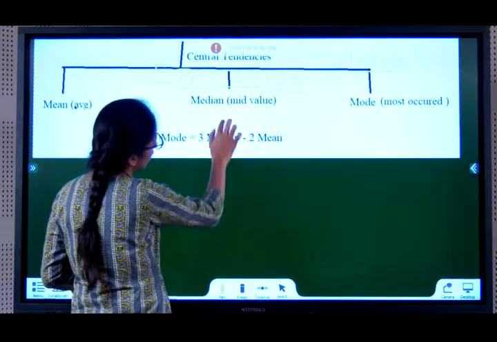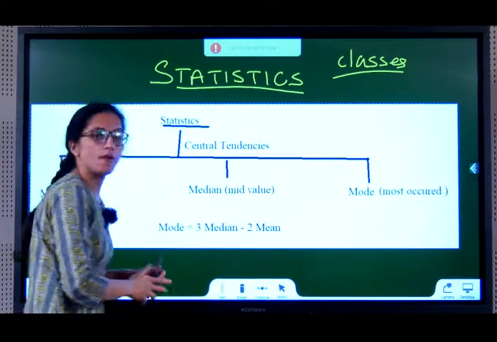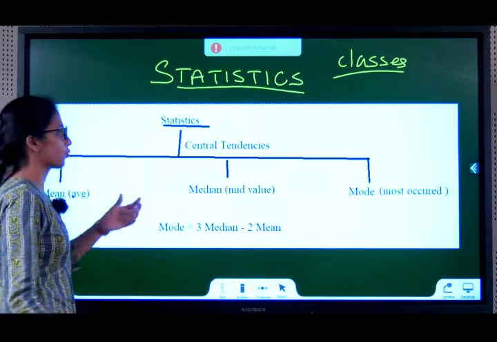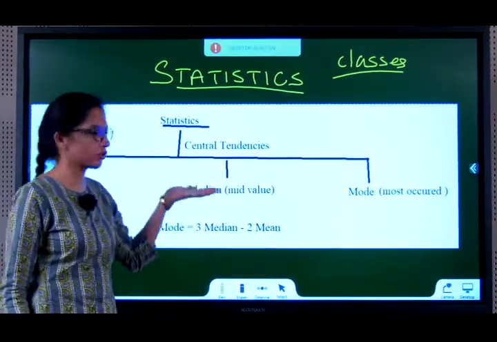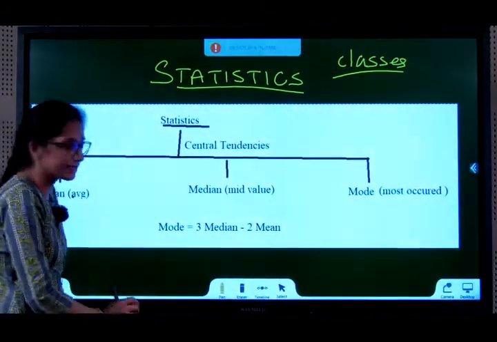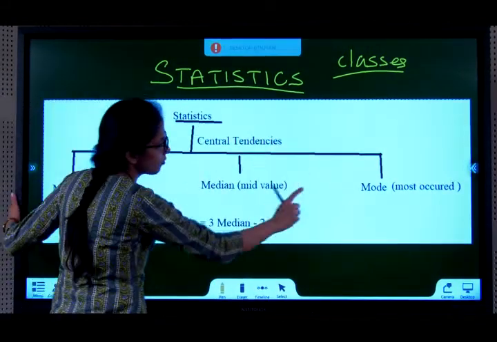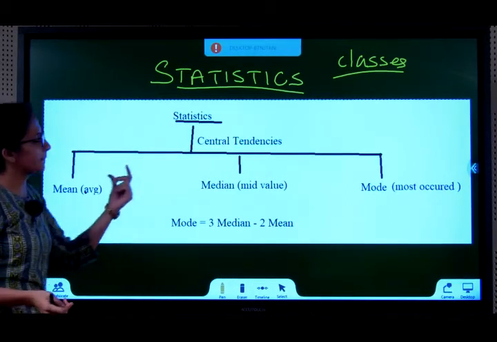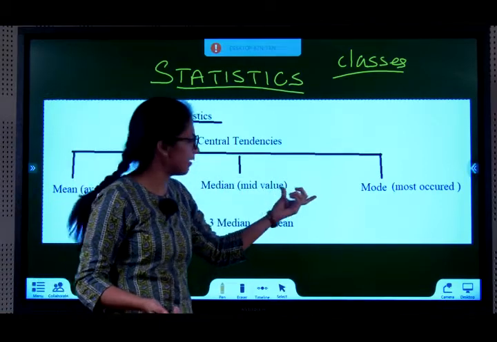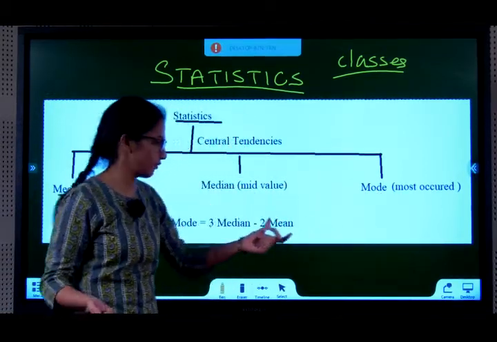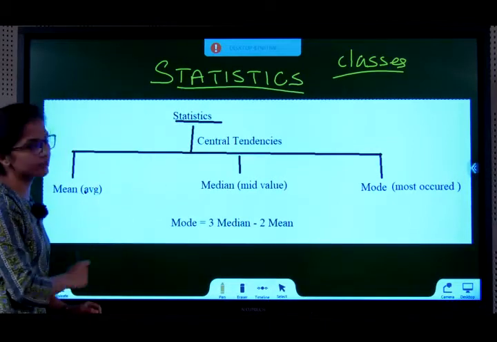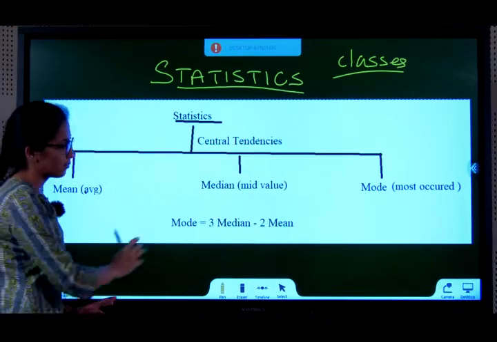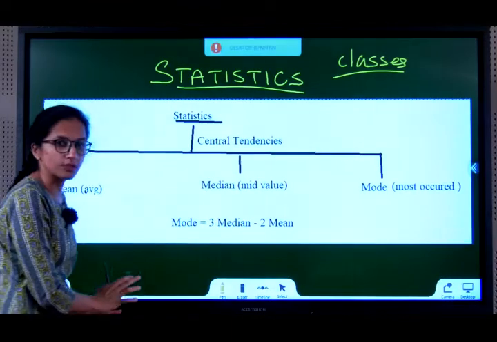As usual, we already know there are three kinds of central tendencies, which are the measures with which we do statistics: mean, median and mode. Mean, in common man terms, is also referred to as average. Median is nothing but the mid value of the data. Mode is nothing but the most occurred value of the data, and we know the relationship between the three tendencies is mode is equal to 3 median minus 2 mean.